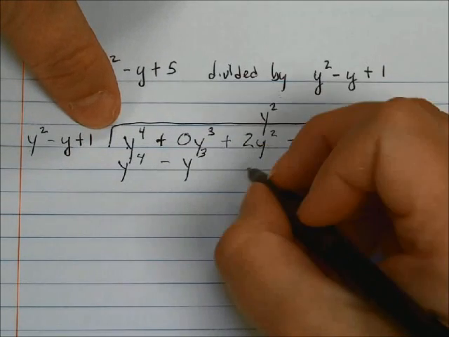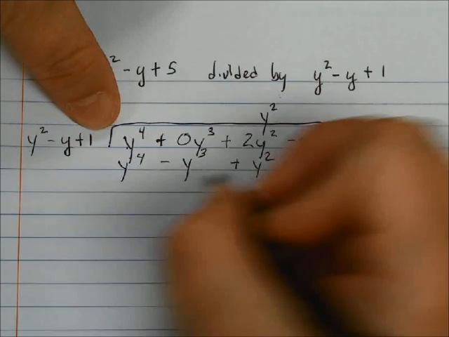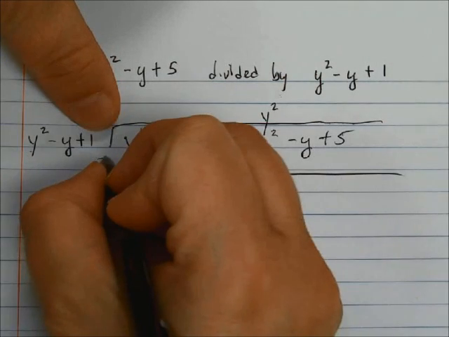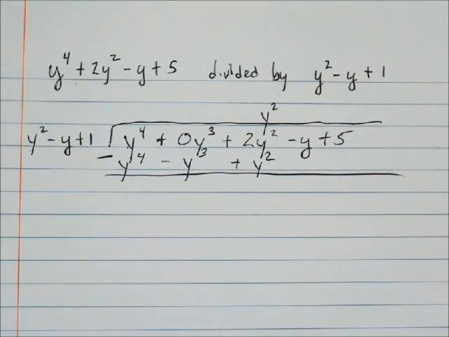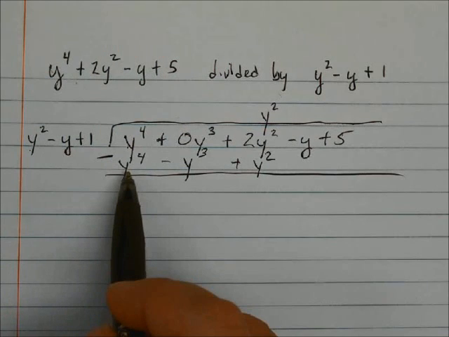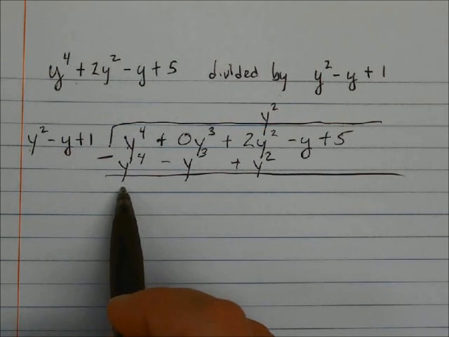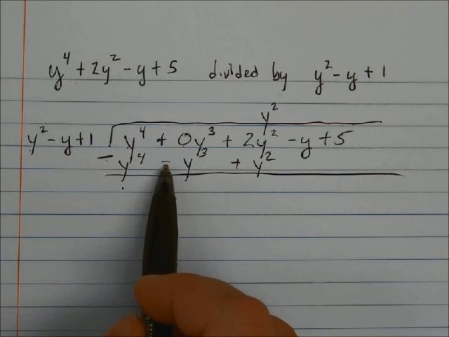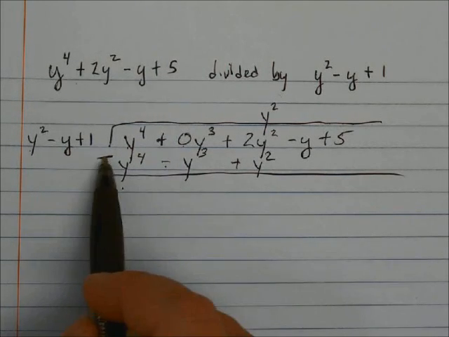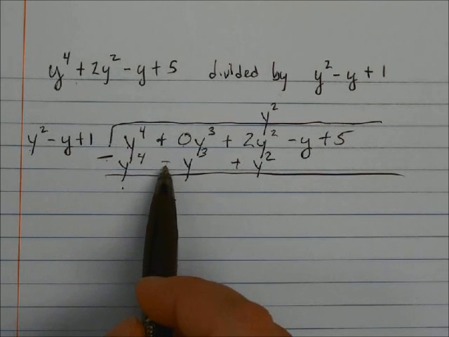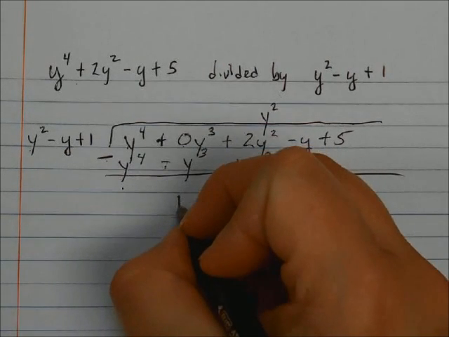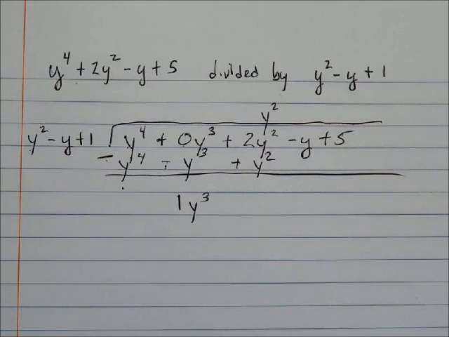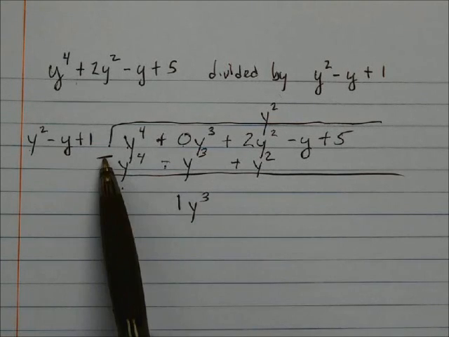So now I'm ready to subtract. Don't forget you're subtracting here. Y to the fourth minus y to the fourth cancels. 0 minus negative 1. Minus a negative becomes plus a positive. So right here we have 1y cubed. You'd have to put the 1 there. I'm just putting it there so nobody makes a mistake. 2y squared subtract 1y squared is 1y squared. And then I'm going to bring down my next term.